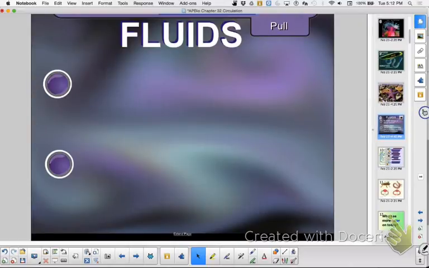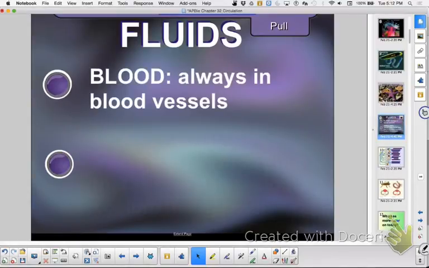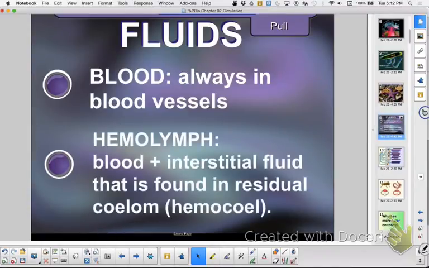And there are two types of fluids that get moved around. So if you look on your notes, this is number 4, 2 types of circulatory fluids. One is blood, and if you refer to it as blood, like you and I have blood, that means it always stays within blood vessels. But then there is another type of fluid that can circulate around, and that's called hemolymph. And this is blood and a mixture of what's called interstitial fluid, but it's like a tissue fluid, and it's found inside the coelom.